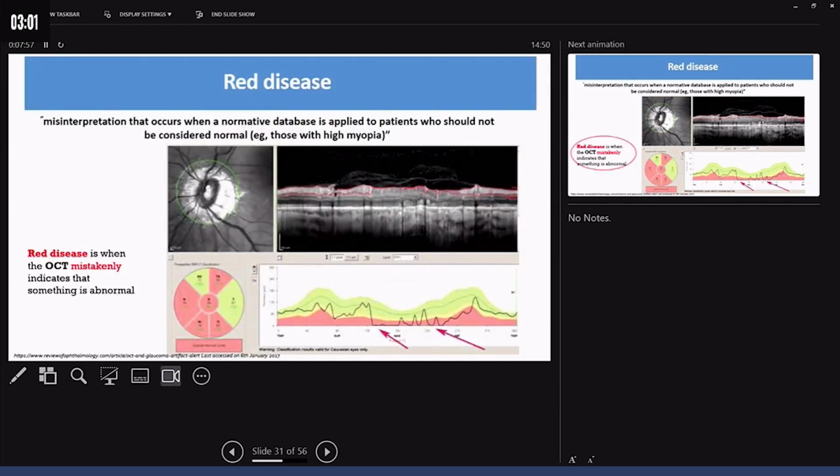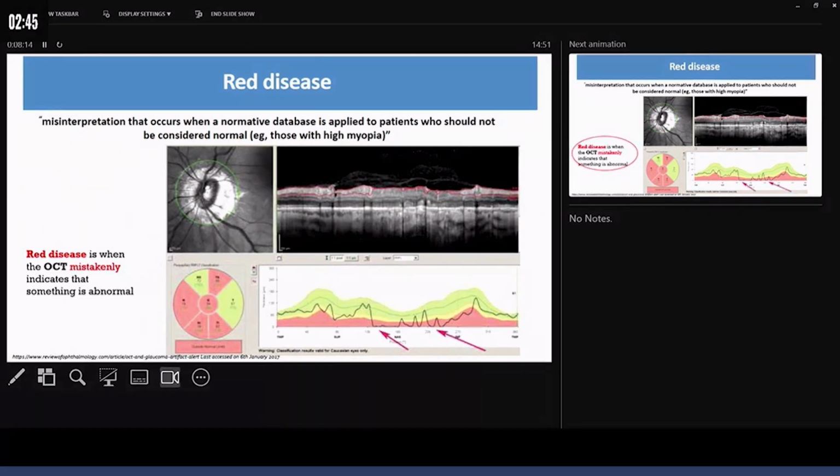Coming to red disease, basically the report is all red. That means there is thinning, but the patient is normal. Like in a patient with peripapillary atrophy and high myopia, there is a chorioretinal scar around the disc. What is the meaning of scar? There is a thinning of choroid and retina. So if there is thinning of choroid and retina, the RNFL is also thinned out. So the machine will always tell you that the patient is having glaucoma, whether the patient has glaucoma or not.